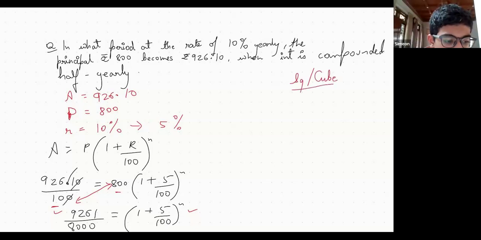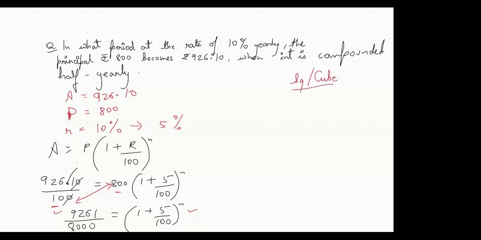I didn't understand this. You didn't understand? I will explain. Both 9261 and 8,000, I will do factorization, and then I will see whether it becomes a square root or a cube root. So I'm showing you the working over here.